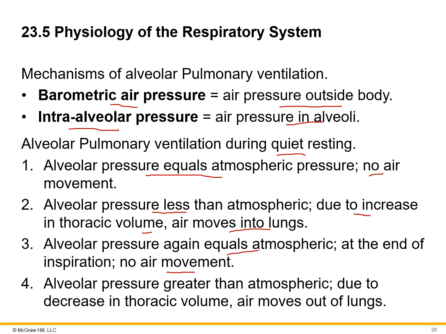Then the opposite is going to happen. Now the alveolar pressure is going to be greater than the atmospheric because, again, that pressure change is due to the change in volume. As our volume decreases, the pressure increases. Now the alveolar pressure is greater, and air is going to move out of the lungs. So that movement of air is all based on that pressure gradient.